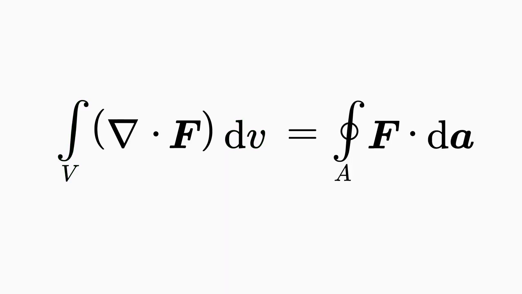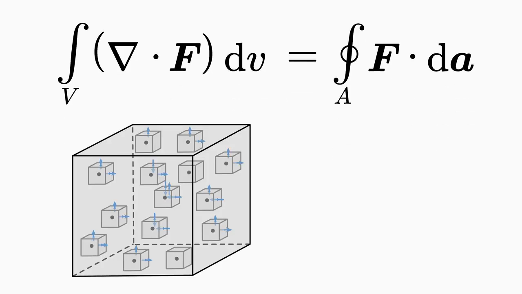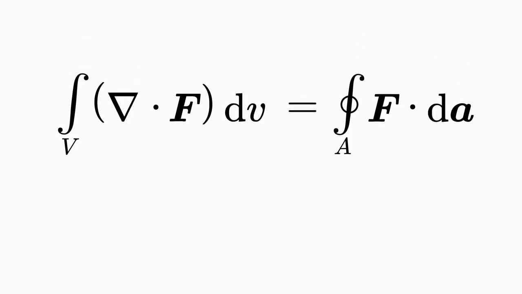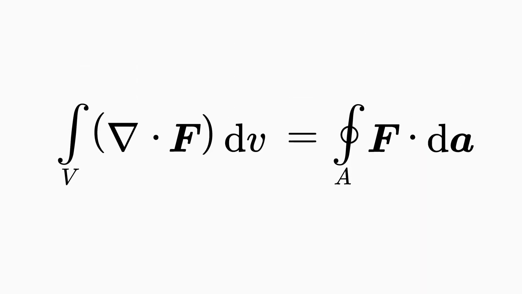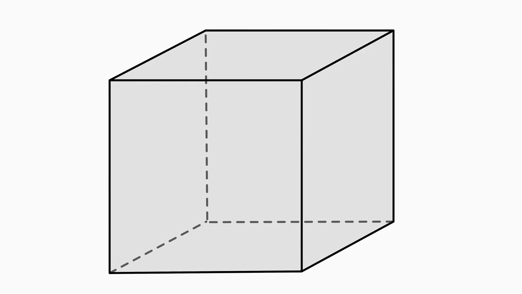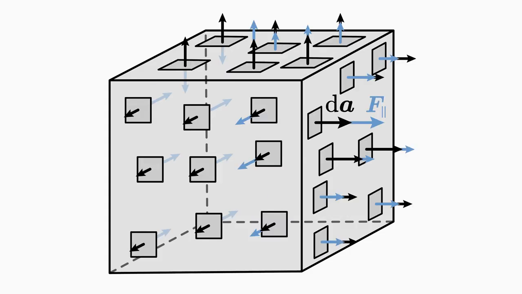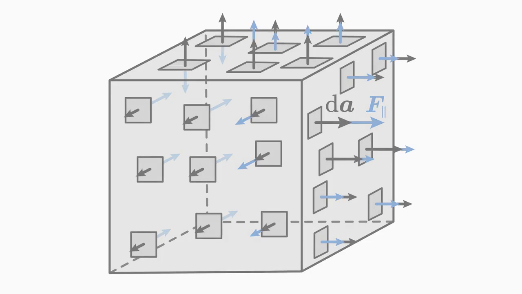So let's summarize the statement of the divergence integral theorem. On the left side is the sum of the sources and sinks of the vector field within a volume, and on the right side is the total flux of the vector field through the surface of that volume. And the two sides should be the same. The divergence integral theorem thus states that the sum of the sources and sinks of a vector field within a volume is the same as the flux of the vector field through the surface of that volume.